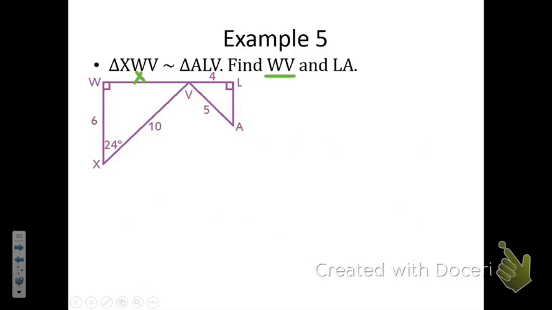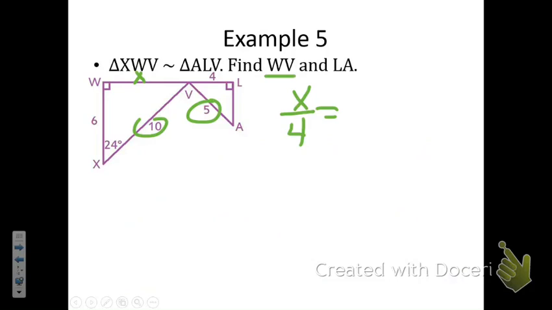So, what is WV, or my X there, what is it going to correspond with? 4. Yeah, X is going to correspond to 4. But I need to set it equal to a ratio that I already know both pieces for, because I need to know what it needs to be equal to. So which pair of sides do I know both pieces? Yeah, my 10 and my 5. That's the only pair that I know both pieces.